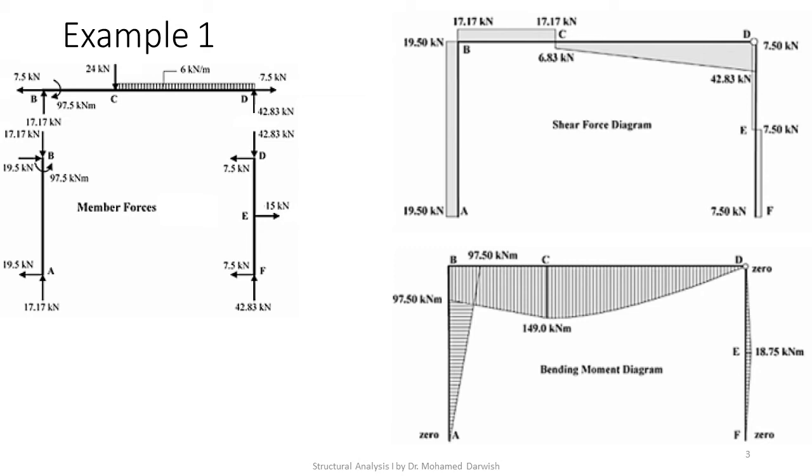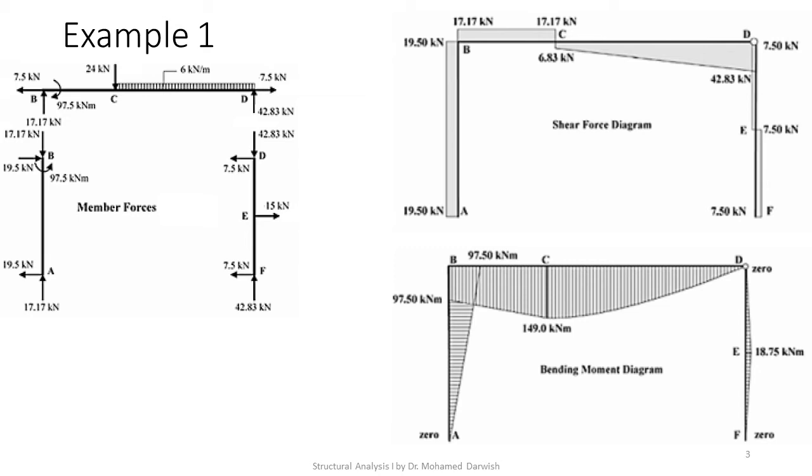Okay? So if we take a section just beneath B, as mentioned before, we will see a 97.5 kilonewton meter, which is the 5 times 19.5. And due to joint equilibrium, we should see it from one side the same as the other side. So it is the same positive 97.5 kilonewton meter.